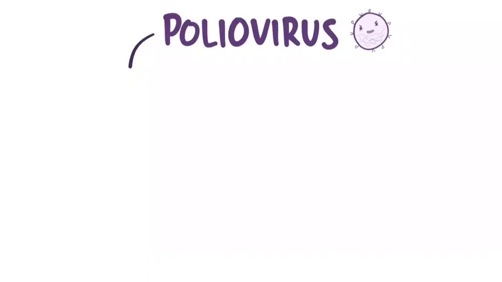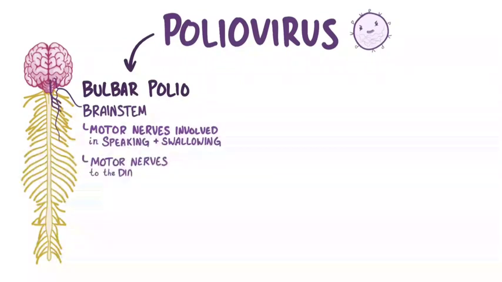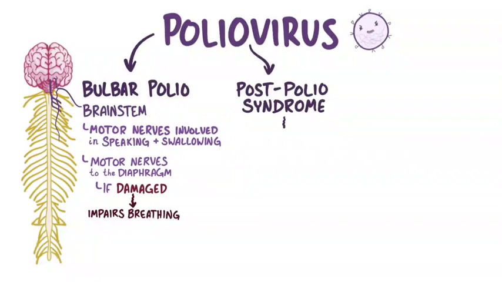On rare occasions, poliovirus can cause bulbar polio, which is when it affects a part of the brainstem that has motor nerves involved in speaking and swallowing. This part of the brainstem also sends motor nerves to the diaphragm, and so if they get damaged, it can impair breathing. Some people also develop post-polio syndrome many decades after the initial infection.